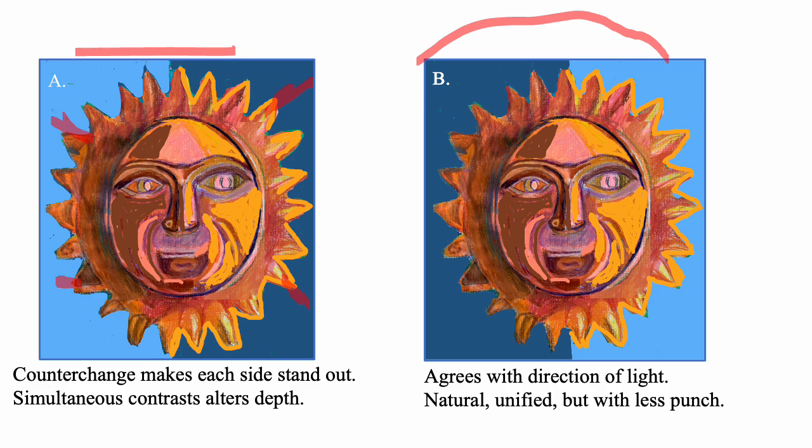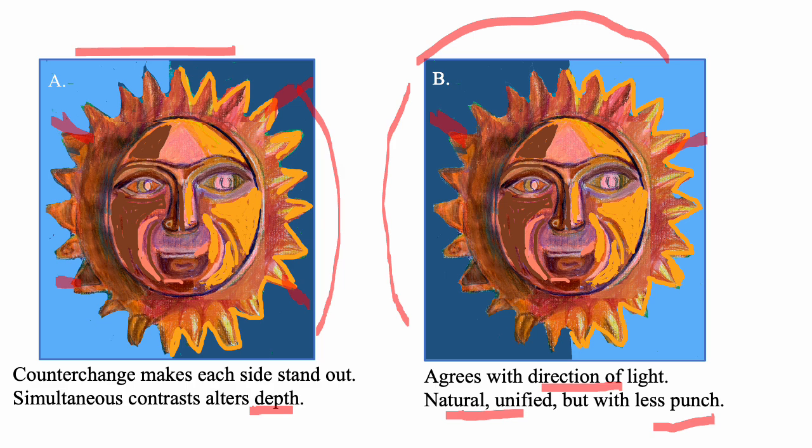Now here we have the dark side next to the dark part of the background and the light side next to the light side of the background. So it agrees with the light, and so it's more natural and unified, but it has less punch. So the artist has to decide whether he wants a background that contradicts the lighting but maximizes graphic strength, edge readability, and shifts in depth. Or he could choose a design that coordinates with the light source, prioritizing naturalism, realism, and unity.